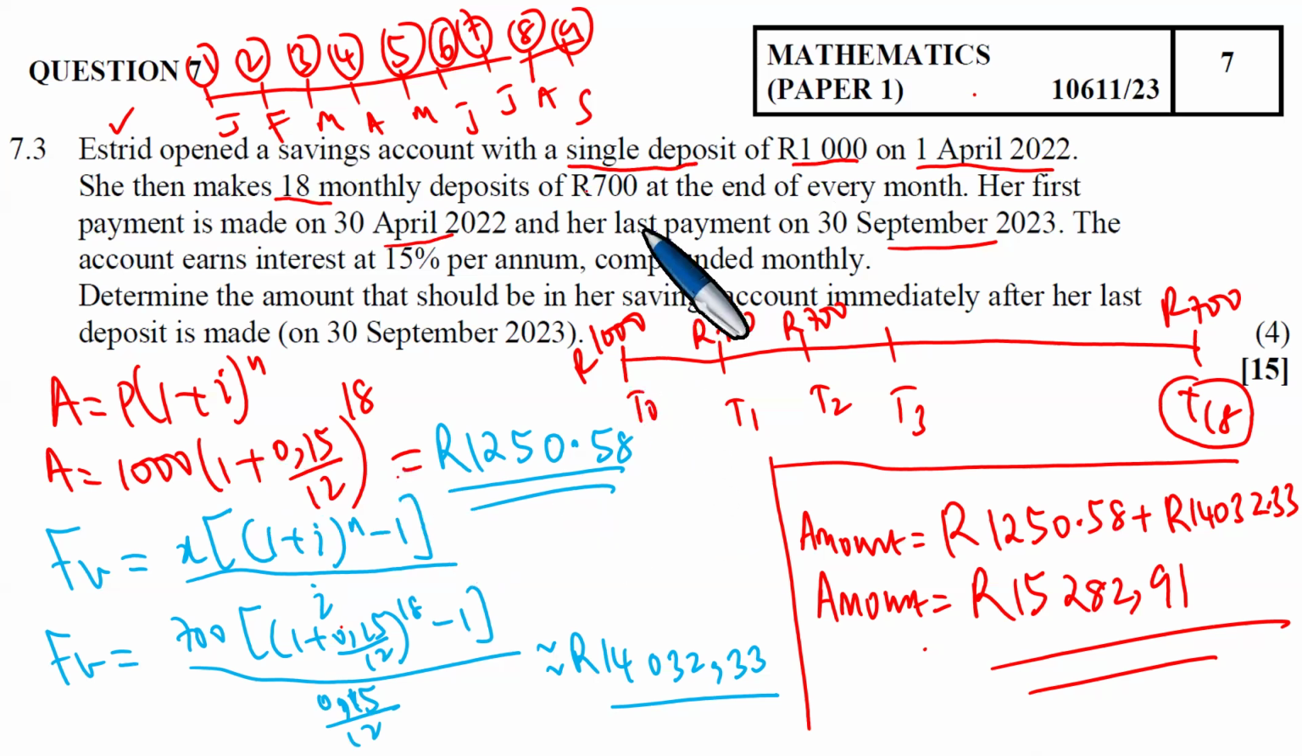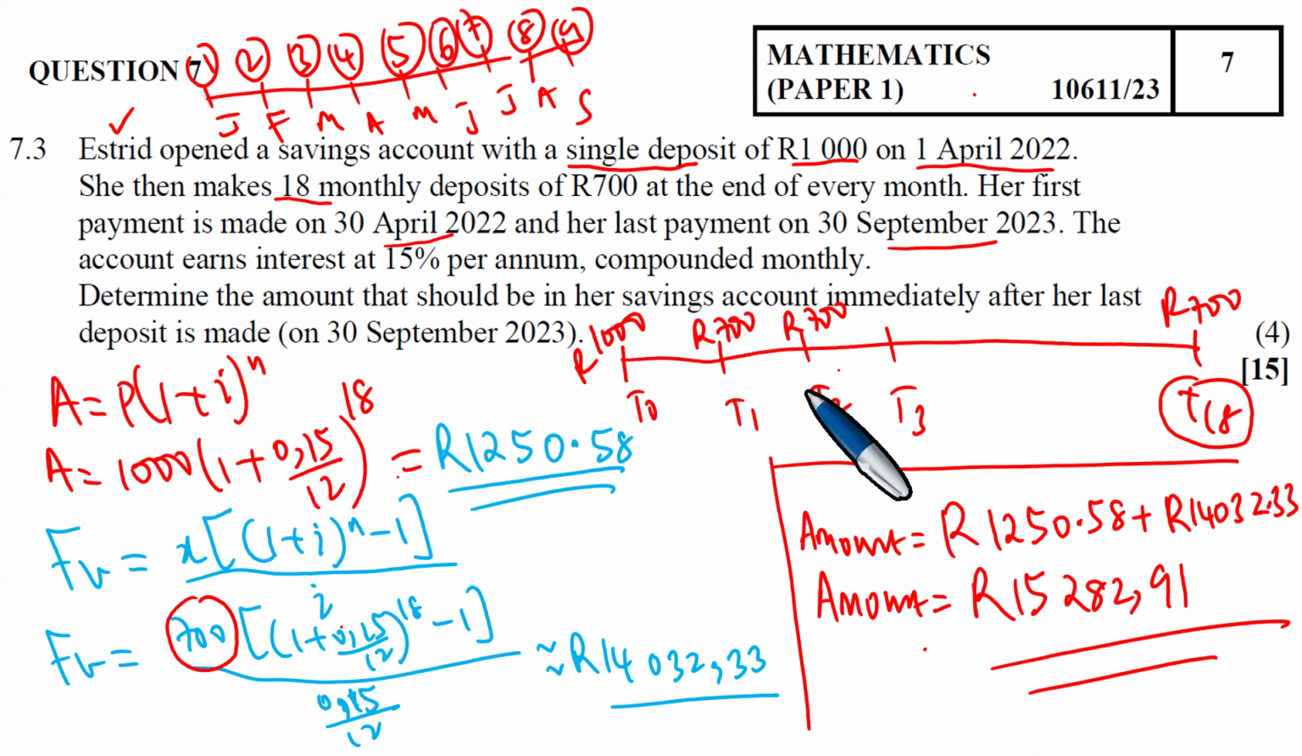But the 700, she makes 18 monthly deposits of 700. So the 700s are how many? They are 18 monthly deposits. That is why these amounts of 700 constitute a future value. We must put them into the future value formula. But this 1,000 is different. It's not like the 700s that were deposited there. It's only one deposit, so it's just going to grow with compound interest. Because it's only one, this 1,000, we use compound interest for it.